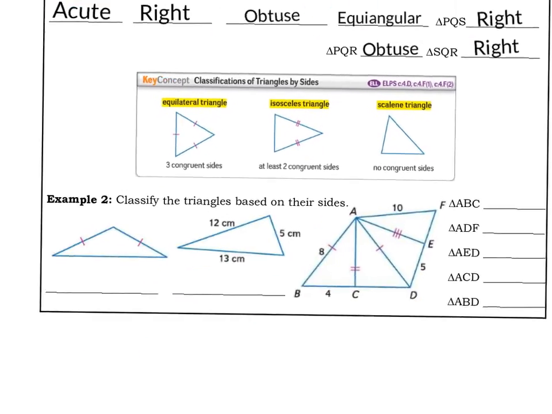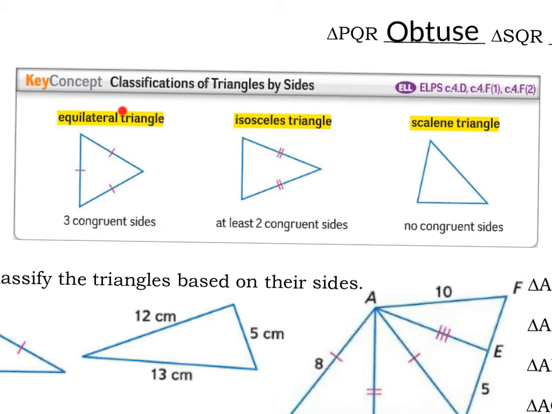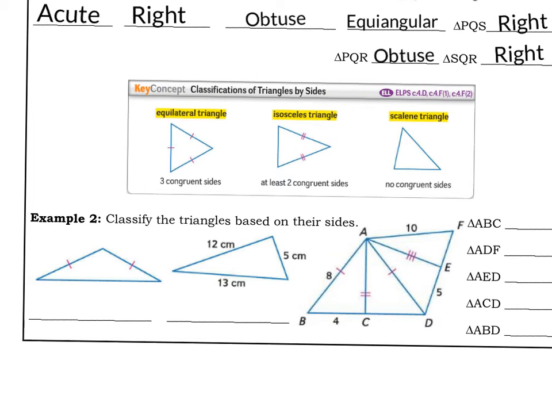So the next bank I'll go over is classifying triangles by their sides. Here you have the aforementioned equilateral triangle where all three sides are the same. An isosceles triangle has two sides of the same length, and a scalene triangle has no congruent sides. They're all different lengths. Right triangles are always going to be scalene. Equilateral triangles will always be equiangular, or technically acute, but you don't say they're acute if it's all the same measure. It's equiangular.